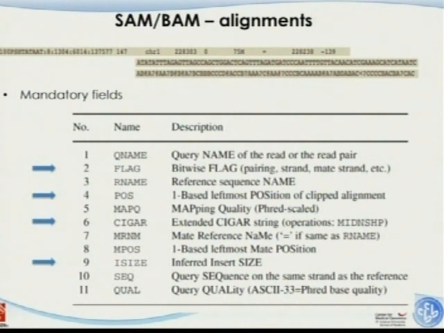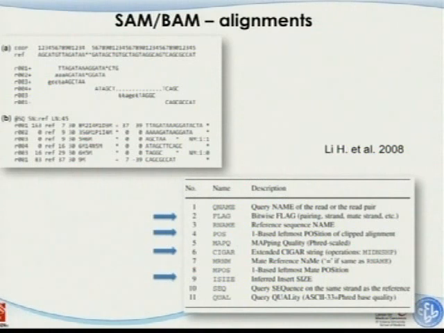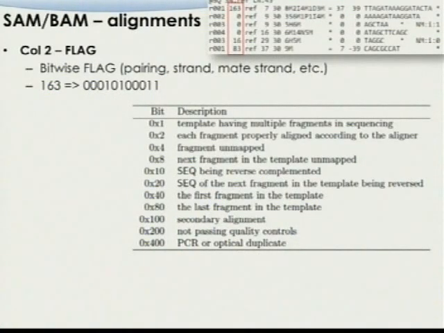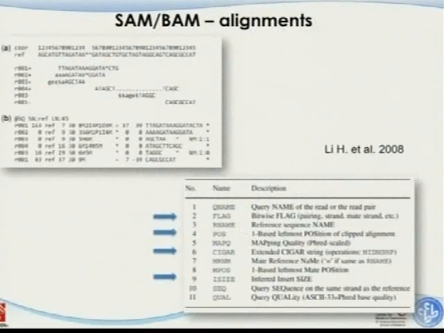For the second one, this is the flag. It's a bitwise flag. It gives you a lot of information, okay? So I'm going to use this example. You can see this is the flag. Let me go back here. Is that too small from the back? I'll try to make it bigger next time. So you can see that this is the reference genome, okay? And these are your different reads, with identification numbers here, okay? And this is the alignment information, which is listed there, and we will go through this alignment information.